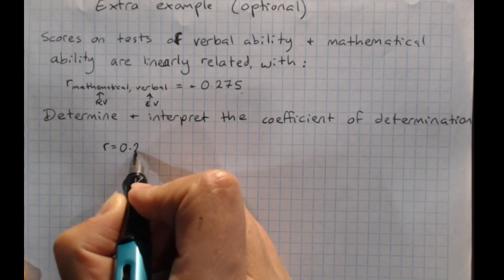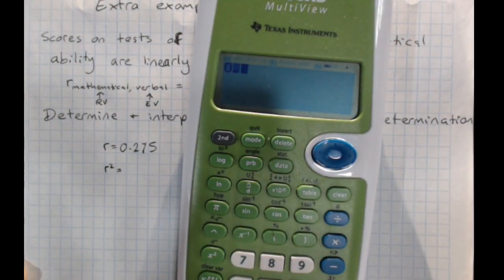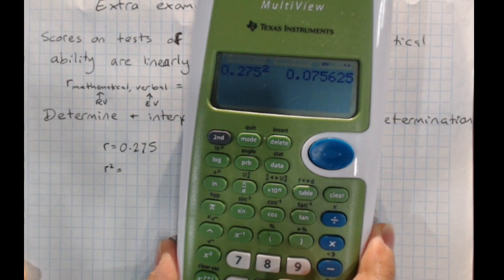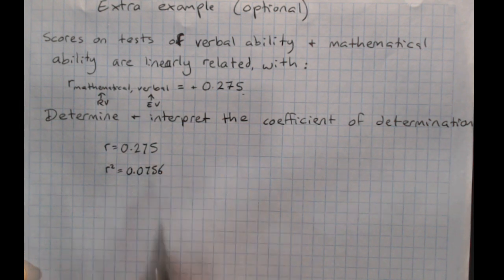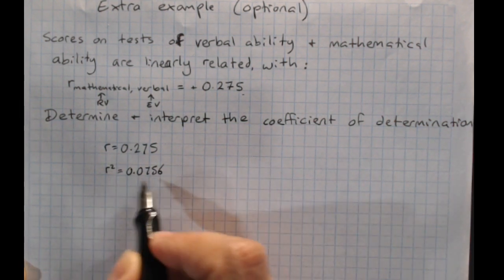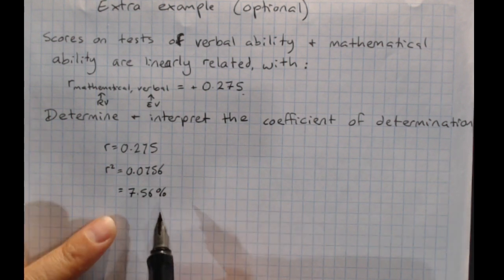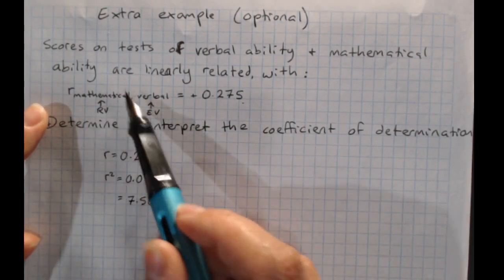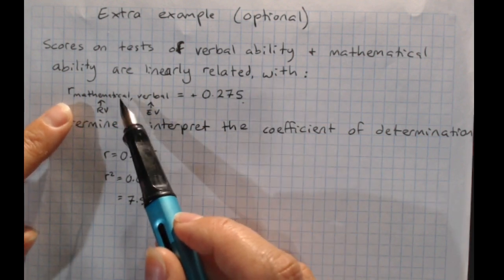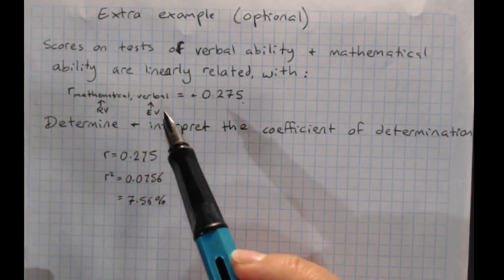If r is 0.275, r squared is 0.0756. Take a few decimal places, because remember we're going to multiply by 100, and we'll get 7.56%. That is, only 7.56% of the change in someone's mathematical ability scores can be explained by their verbal ability scores. There's not a lot of link between the two.